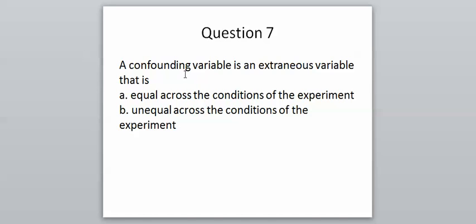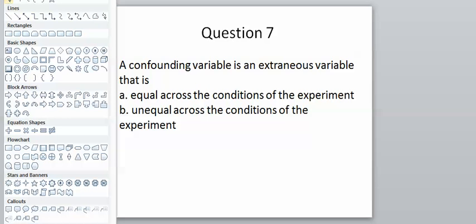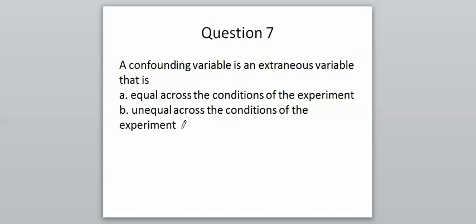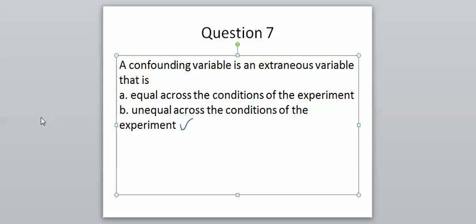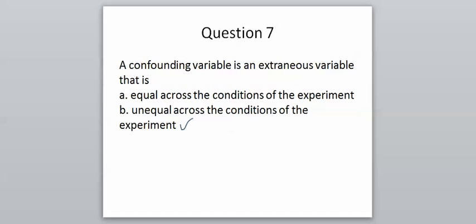So a confounding variable is an extraneous variable that's unequal across the conditions of the experiment. I've been using the word groups a lot in this video, but remember, if it's a between subjects design, groups and conditions are the same thing, because group 1 gets condition 1, group 2 gets condition 2. So if it's a between subjects design, I could say unequal across the groups or unequal across the conditions, because it has the same meaning.